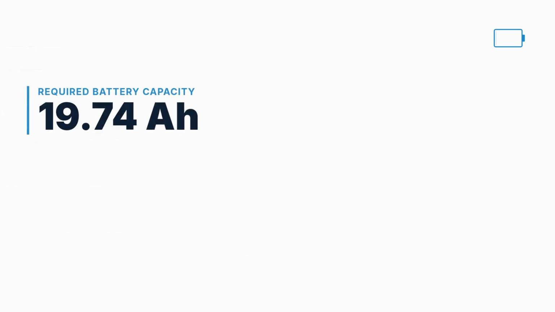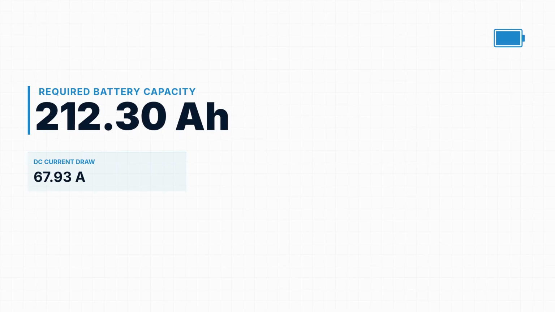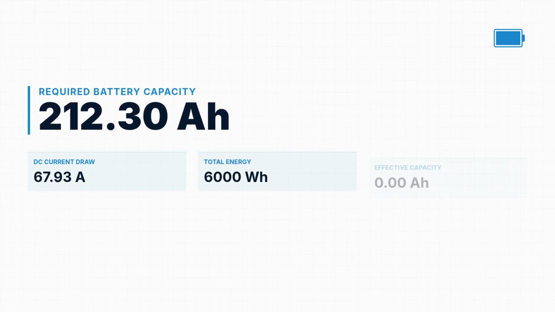The DC current draw is 67.93 amps, total energy required is 6,000 watt-hours, and effective capacity after aging is 169.84 amp-hours.